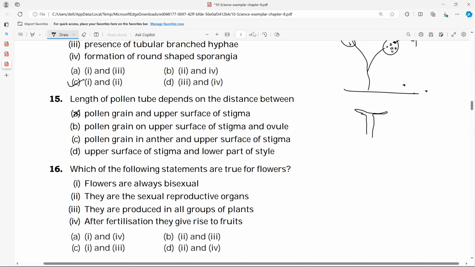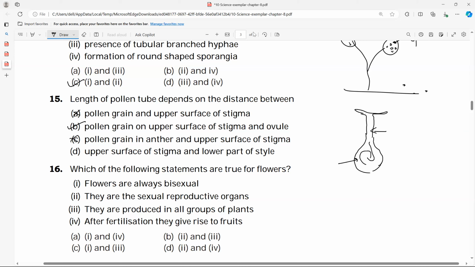Pollen grain in anther and upper surface. This is absolutely incorrect. Upper surface of stigma and the lower part of the style. No. And this is the correct option B. Style is just this part, and it is going through to the ovule. The ovule is present inside the ovary. So the pollen tube reaches till the ovule. Okay. So B is the pollen grain on the upper side of the stigma and ovule. Okay.